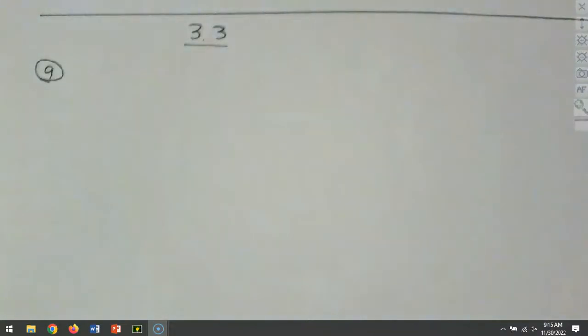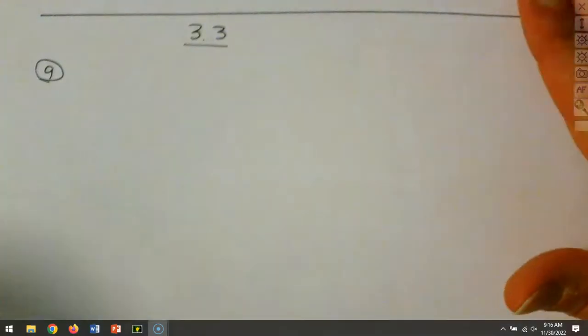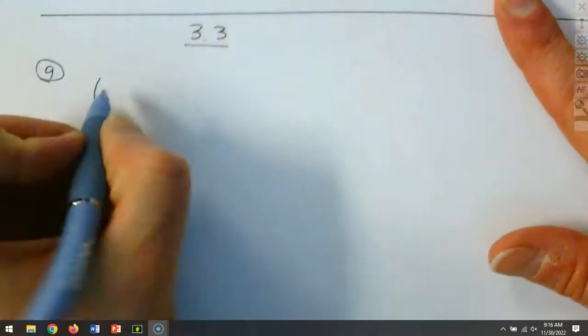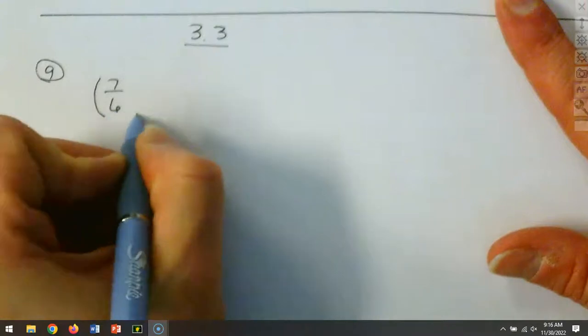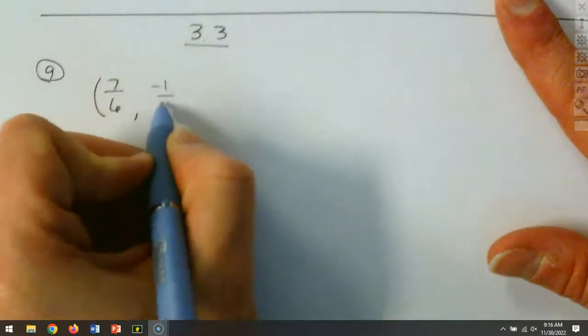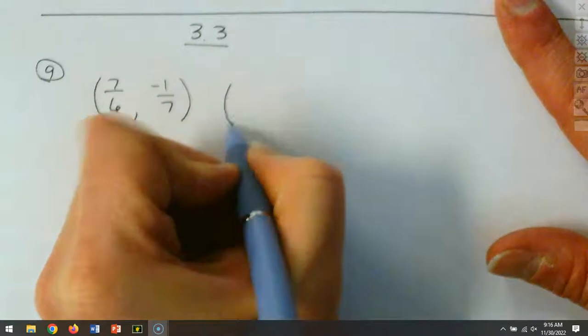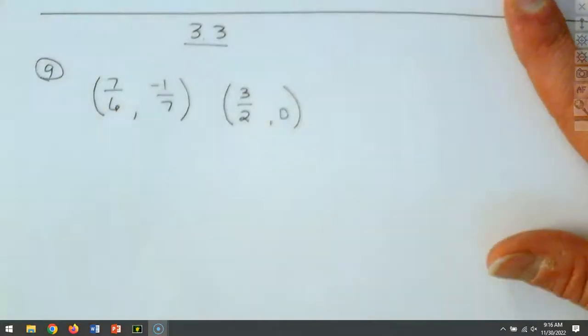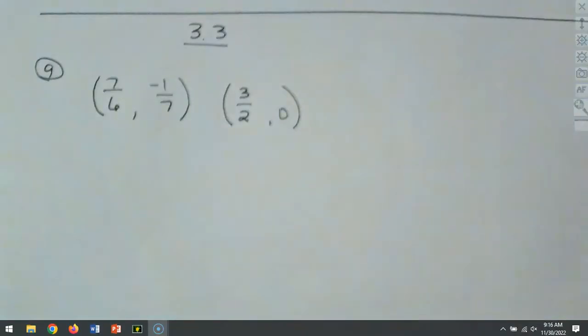3-3. We're going to look at question number 9. Question number 9 has fractions, and we need to find the slope. So what we have is two ordered pairs: 7/6 and -1/7, and 3/2 and 0. Now we want to work out these fractions and find the slope.